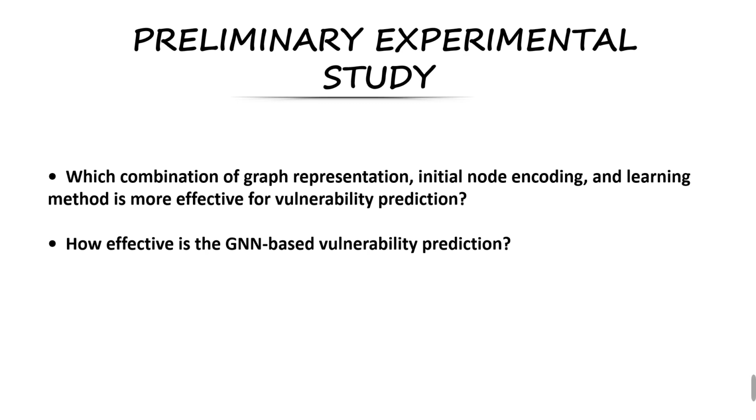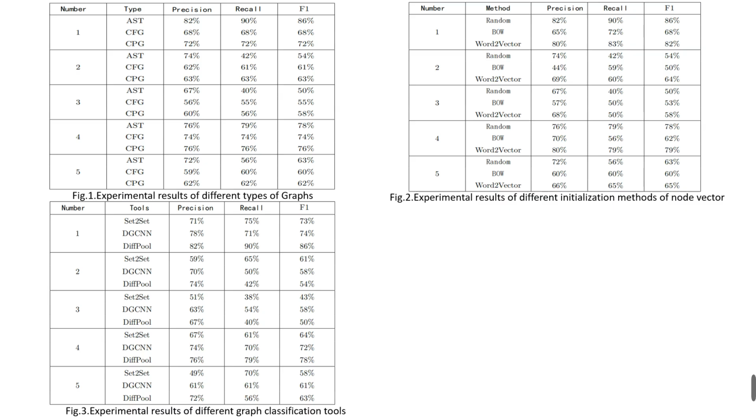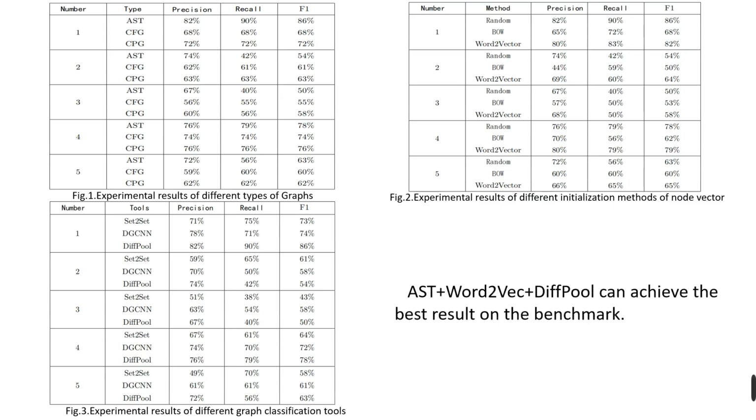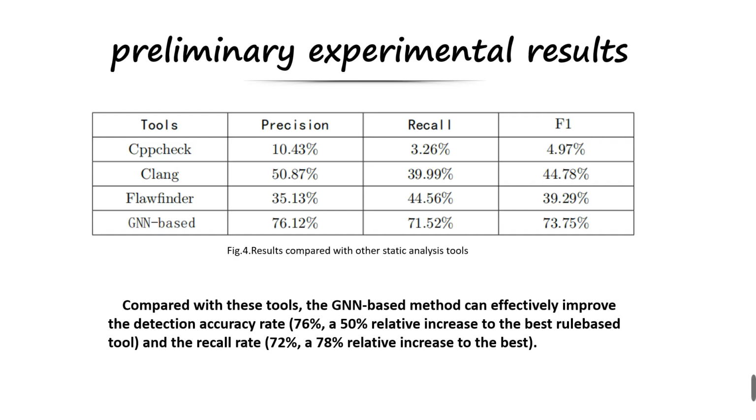Our preliminary experimental results indicate that the combination AST, walk-to-walk, diffpool can achieve the best result on the benchmark. Therefore, we use the configuration as the instantiation of the framework to study the second question: how effective is the GNN-based vulnerability prediction? We compared with 3 static analysis tools: Cppcheck, Cloud Static Analyzer, and FlowFinder. The preliminary experimental results indicate that, compared with these tools, the GNN-based method can effectively improve the detection accuracy rates and recall rates.